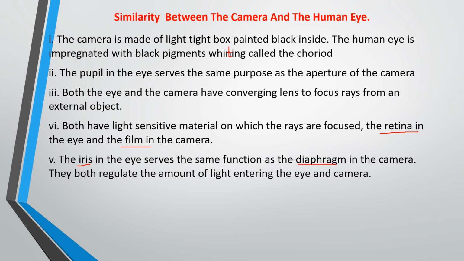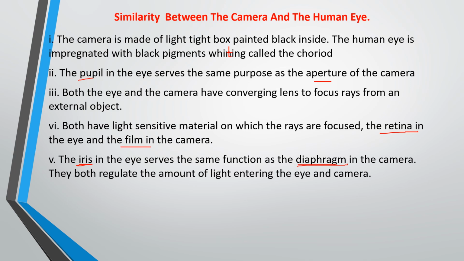The aperture is the opening, right? It is the opening into the camera. The pupil is also the opening into the eye. The iris controls the amount of light into the eye, while the diaphragm controls the amount of light into the camera. Okay, so those are the similarities.